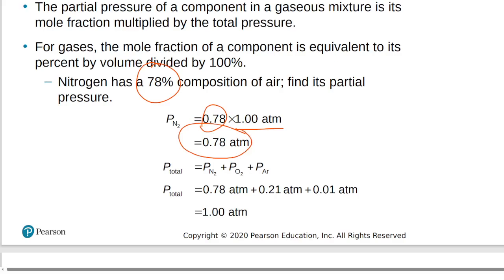And each of the components similarly. So for oxygen, we have 21% oxygen. That gives us a mole fraction of 0.21 times 1, which gives us 0.21 atmospheres. And for argon, we've got 0.01 for the fraction that is argon times 1 gives us 0.01 atmospheres. And if we add all of those partial pressures up, we get the total atmospheric pressure, which is 1 atmosphere. And we'll work some problems with partial pressures of gases.